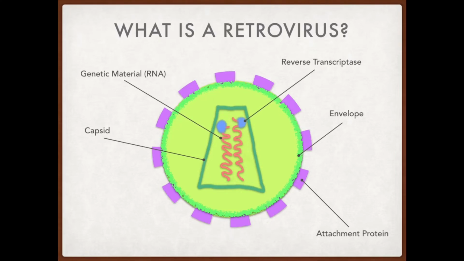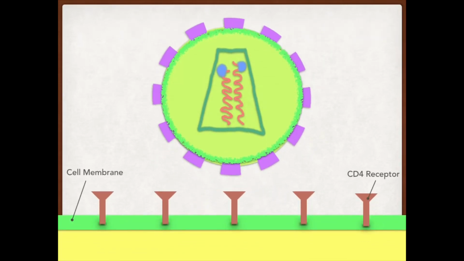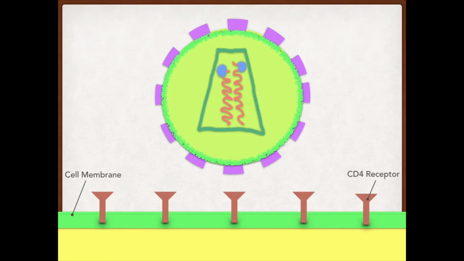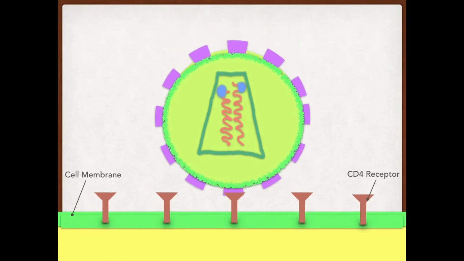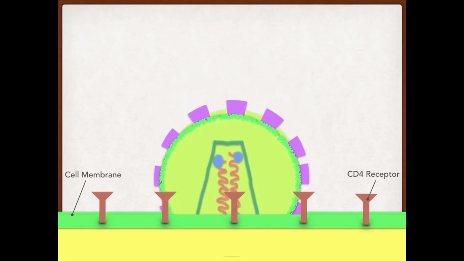In terms of replication, HIV's attachment protein binds to the CD4 receptor on the helper T cell. This CD4 receptor is characteristic of the helper T cell, which is why HIV can only infect helper T cells. The attaching of the attachment protein brings the virus towards the cell and fuses its envelope with the membrane. This then leads to the virus releasing its capsid into the cell. The capsid is then digested by enzymes, leaving the RNA by itself in the host cell's cytoplasm.